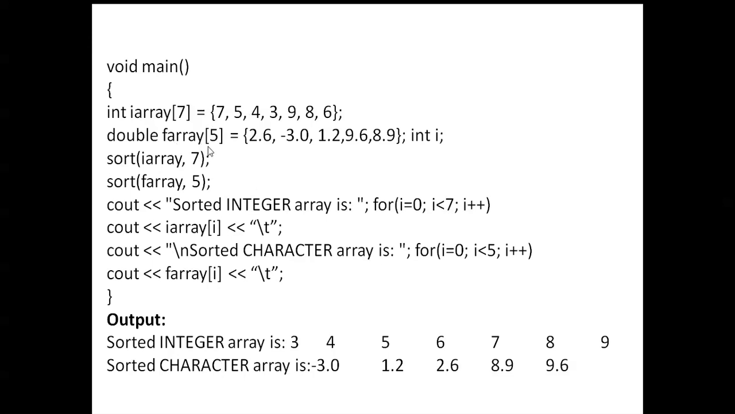Next, double F array of 5. Here also 5 elements are there: 1, 2, 3, 4, 5 elements. Next, sort I array of 7, comma, sort F array of 5. Both are sorted. Integer values are sorted and floating point values are sorted.